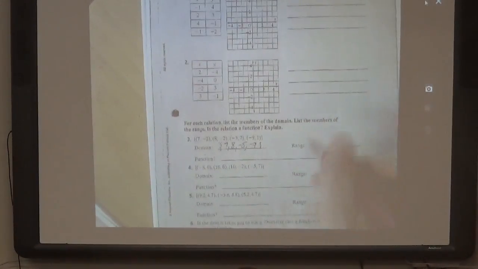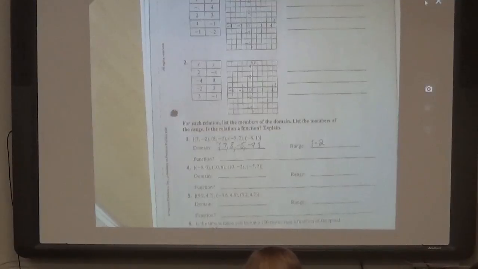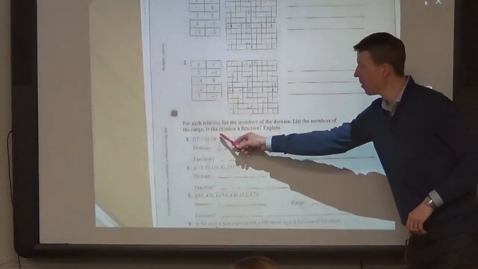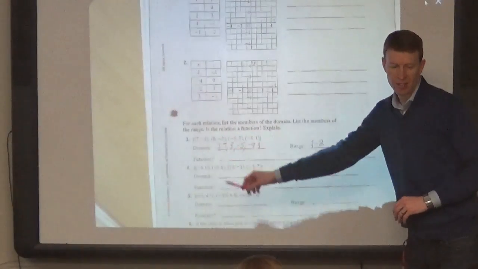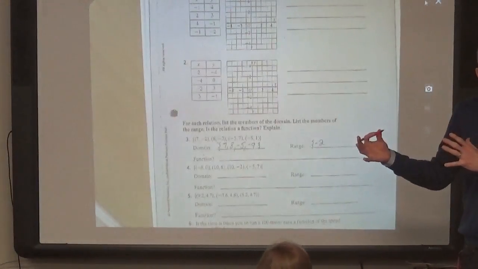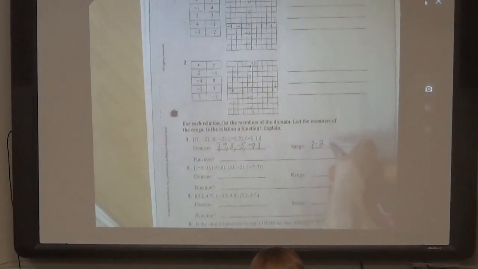How about the range? What is the range? -2. -3 again. Now, should we list -2 twice? No. Only list it once, because -2 is a member, okay? And if we already list it, when we're listing the members, you only list them one time, okay? So -2.